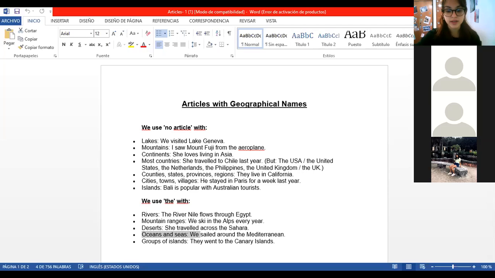So, are we ready to do this activity? We need to use the correct option. We're not going to make examples. So, with lakes, we use the or no article? No article. Correct. It's green because green is good.